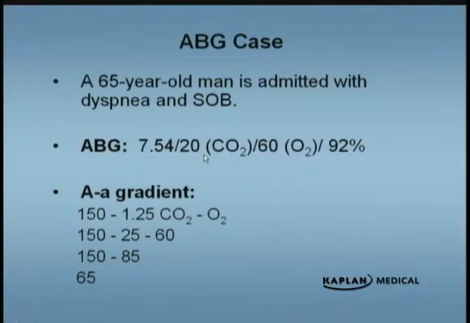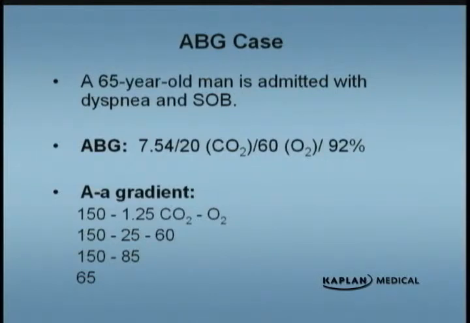So look at this. Let's take a case then. You have a 65-year-old man who's admitted with dyspnea and shortness of breath. His ABG pH is 7.45. That's a little bit of alkalemia, because it's above 7.4. His CO2 is low. A normal CO2 is 40. So his CO2 is 20.